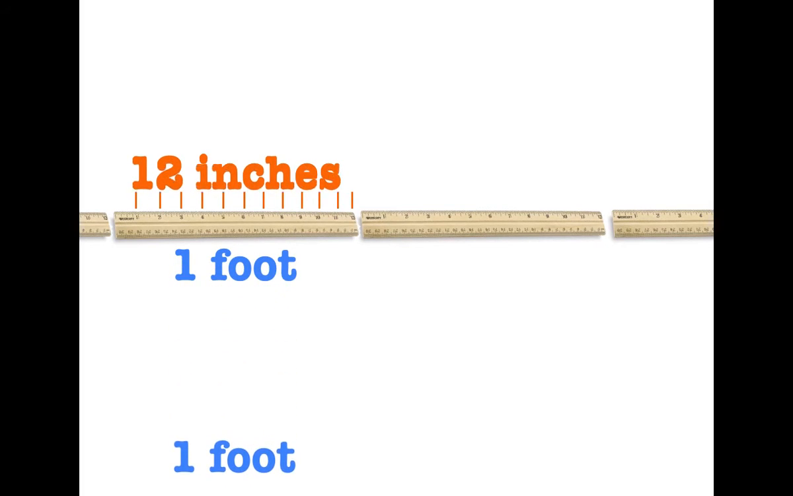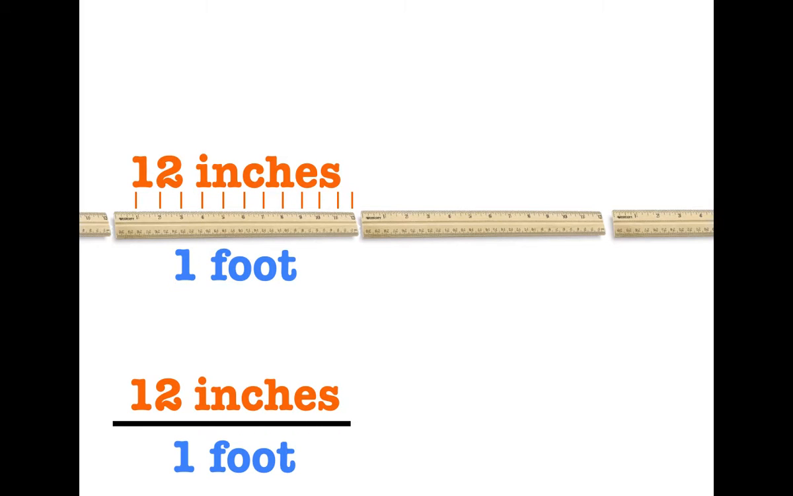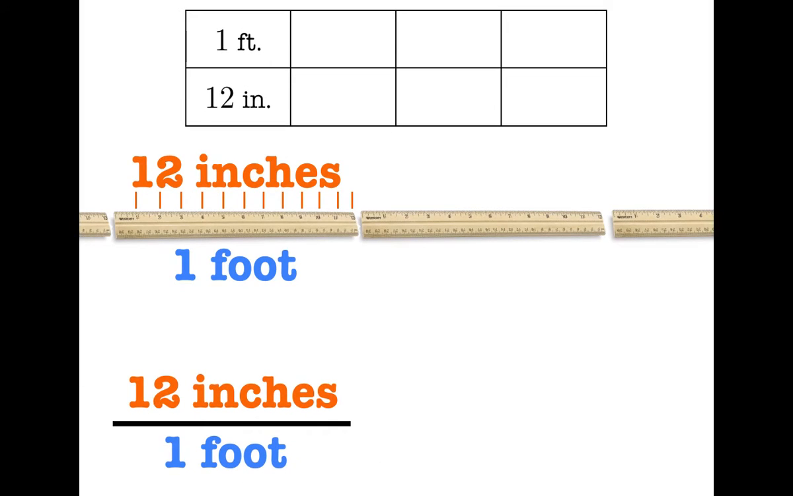What I want you to see is that we can make a ratio of that and say that 12 inches over 1 foot is kind of like the ratio or the rate when we talk about converting inches to feet or converting feet to inches. Now, we could take this ratio, which is a rate, and we could make it into a table.